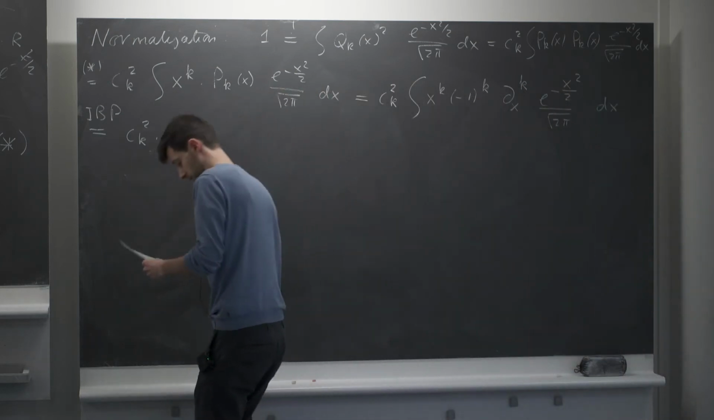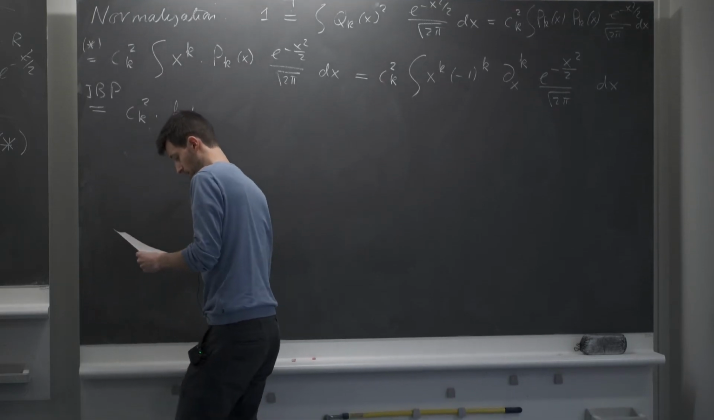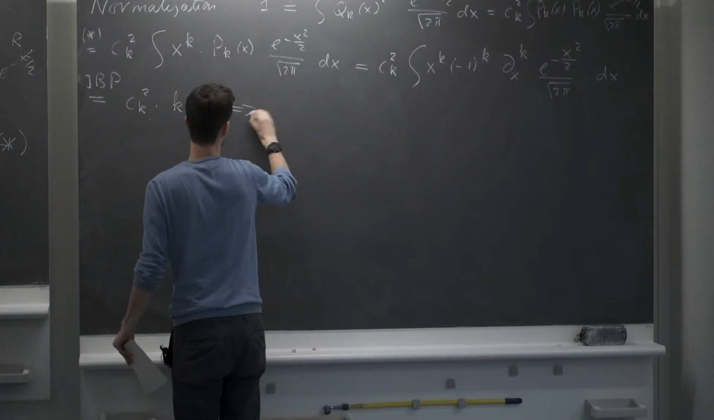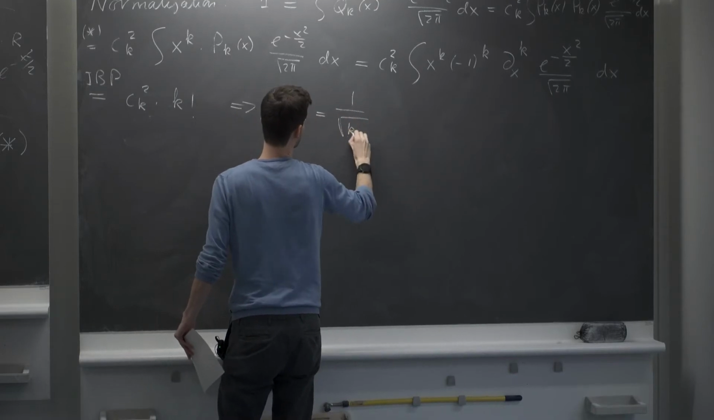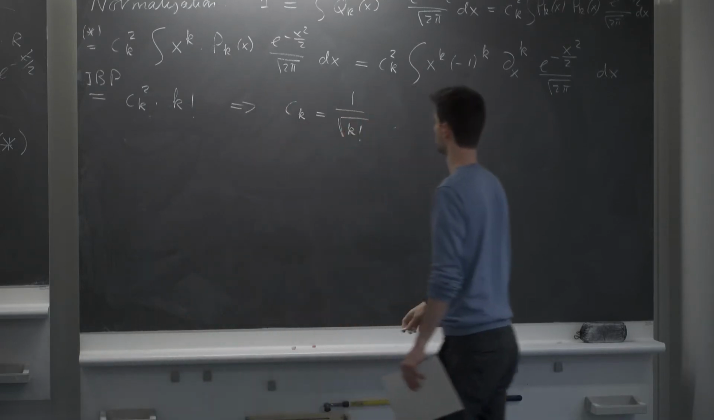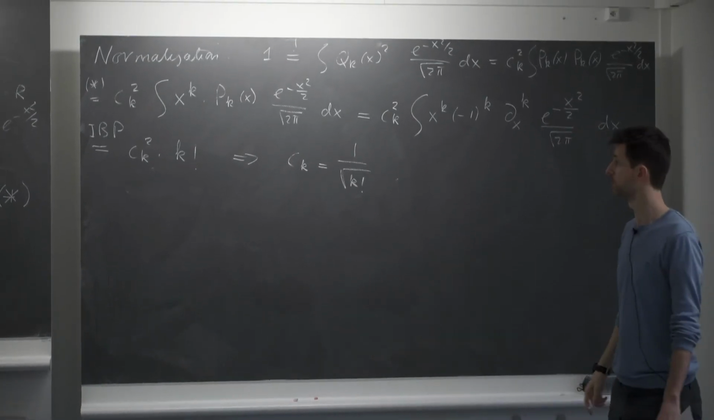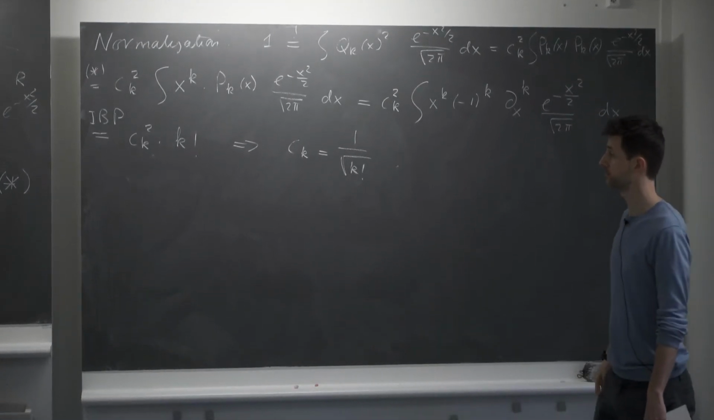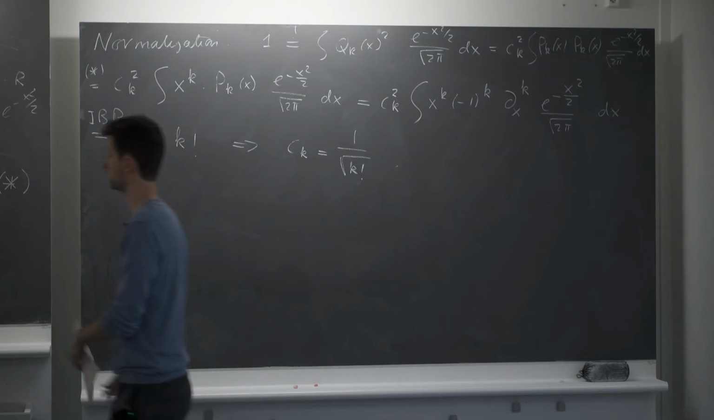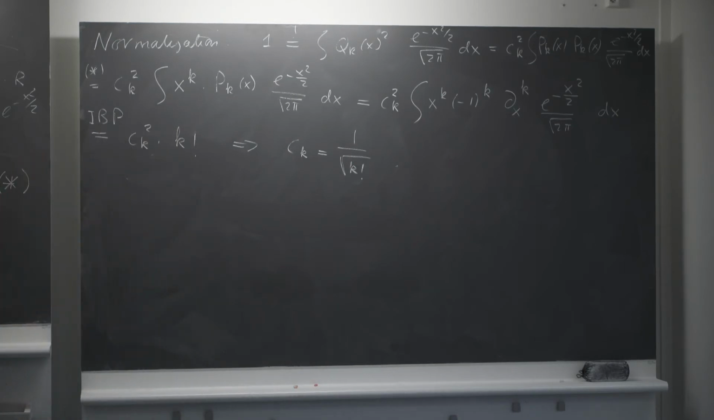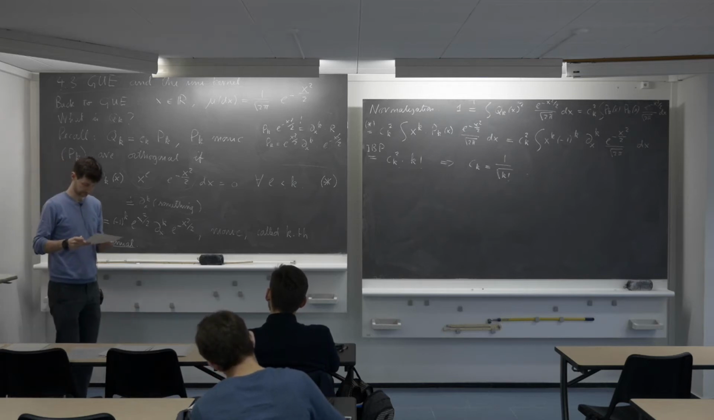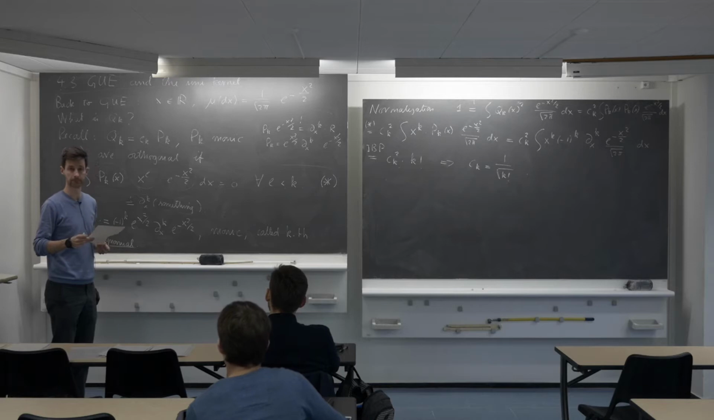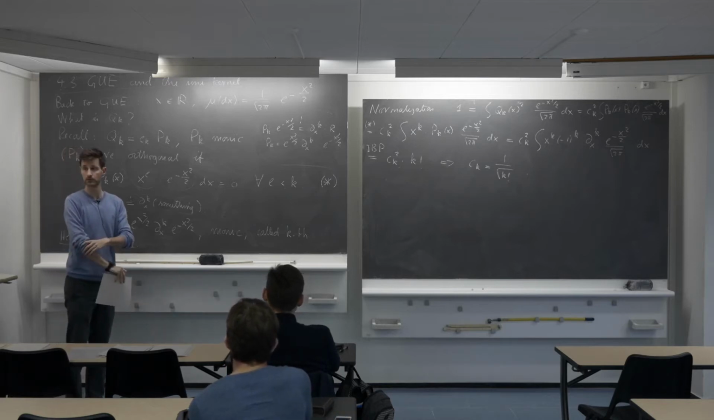So the conclusion is that ck is equal to 1 over the square root of k factorial. Okay, so this is how I get my normalized Hermite polynomials, just by dividing this with the square root of k factorial. Okay, this is all right so far?